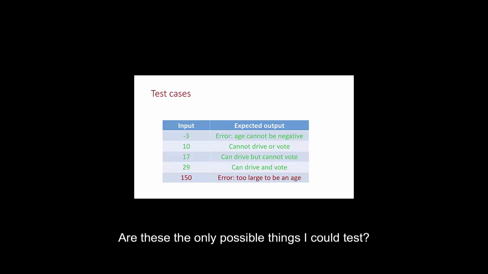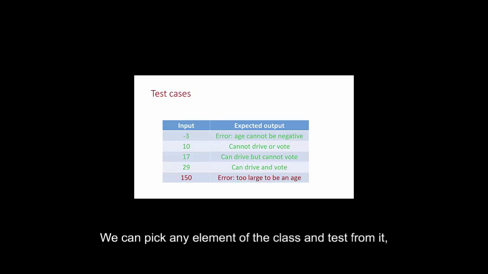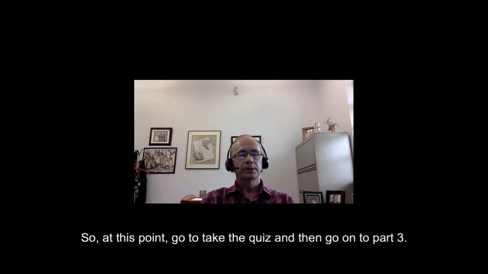Are these the only possible things I could test? No, remember the principles behind equivalence class testing. We can pick any element of the class and test from it, and that should be representative of all. So at this point, go take the quiz and then go on to part 3.